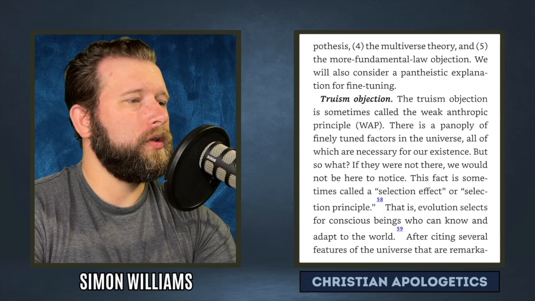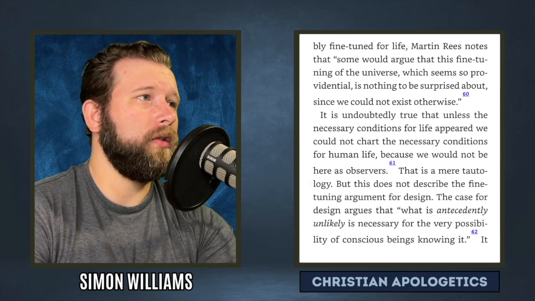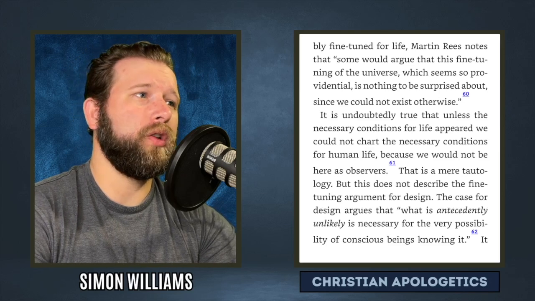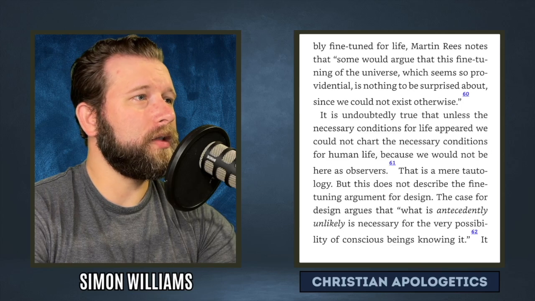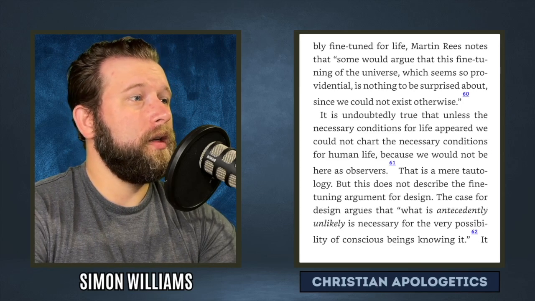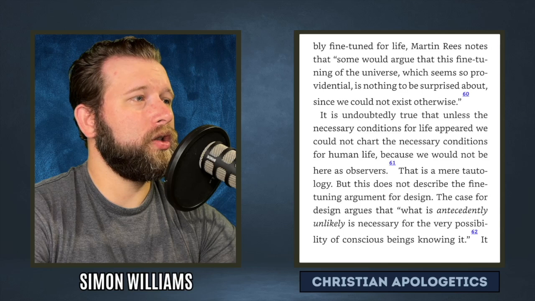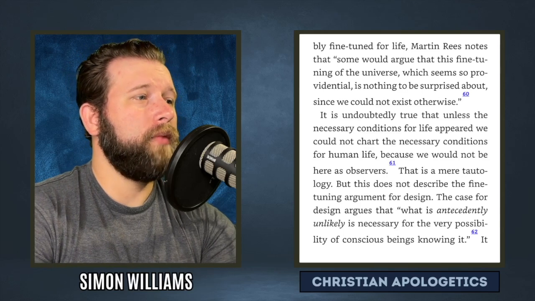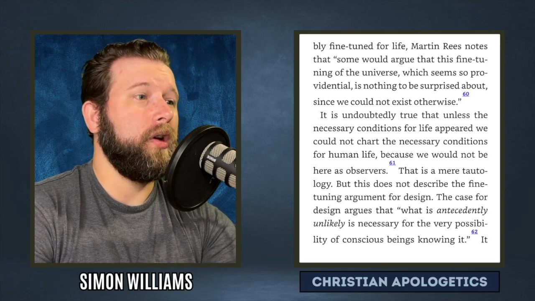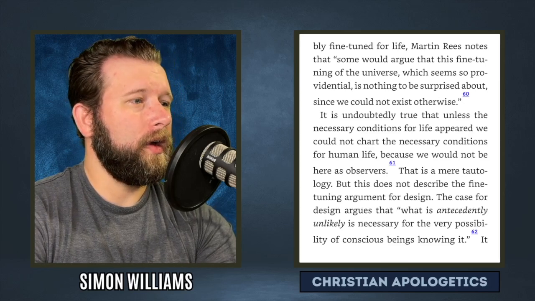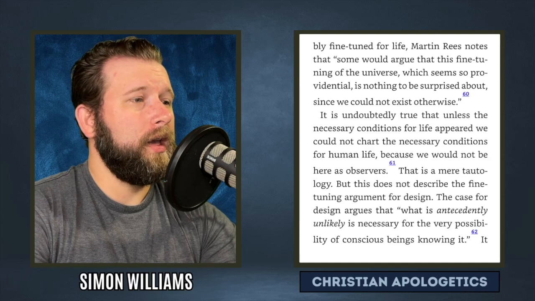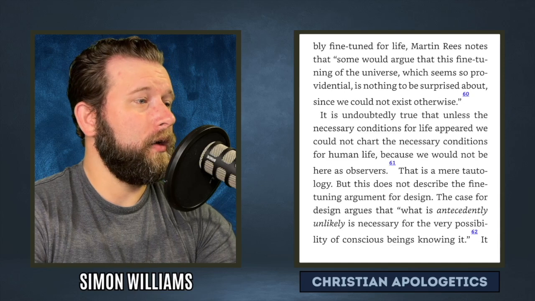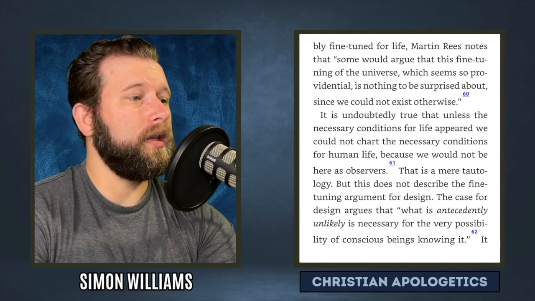After citing several features of the universe that are remarkably fine-tuned for life, Martin Rees notes that some would argue that this fine-tuning of the universe, which seems so providential, is nothing to be surprised about, since we could not exist otherwise. It is undoubtedly true that unless the necessary conditions for life appeared, we could not chart the necessary conditions for human life, because we would not be here as observers. That is a mere tautology, but this does not describe the fine-tuning argument for design. The case for design argues that what is antecedently unlikely is necessary for the very possibility of conscious beings knowing it.